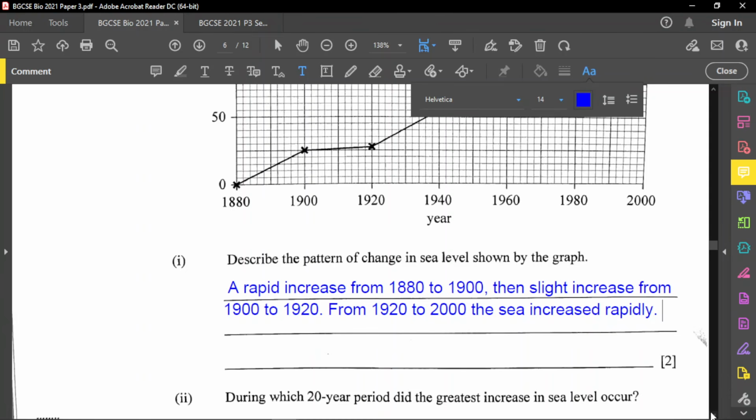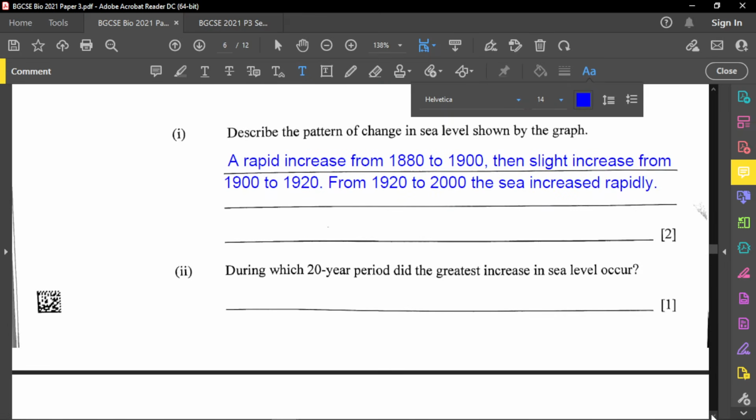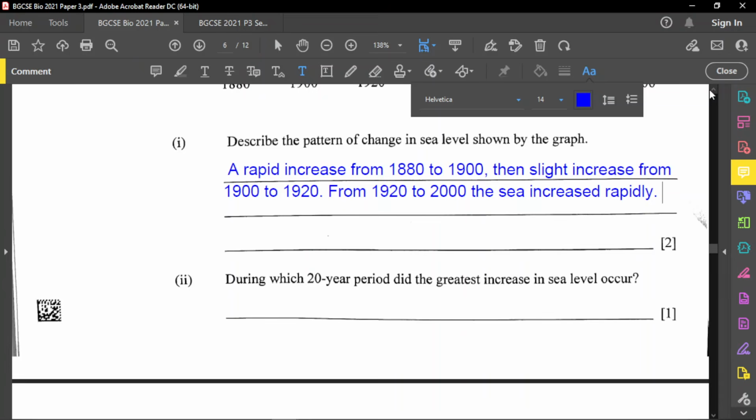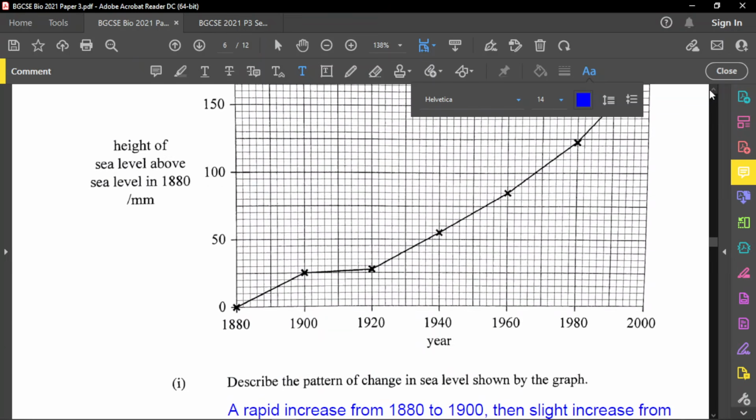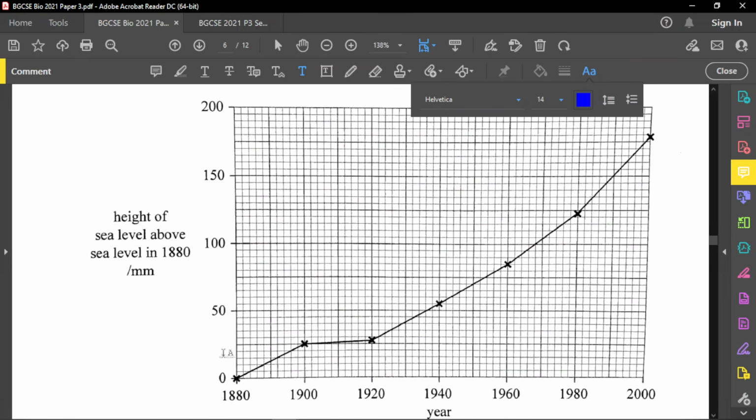All right, here now it asks us during which 20-year period did the greatest increase occur. And if you look carefully, let me just go back on the graph and see if we could picture which here is the greatest increase. So look at all the graphs here. From 1880 to 1900, this is like 25. So this is 50, so half of it will be 25. Here is no big change right here.